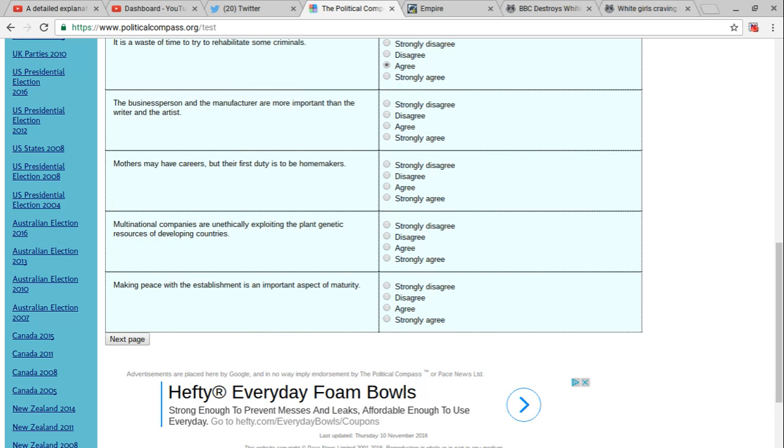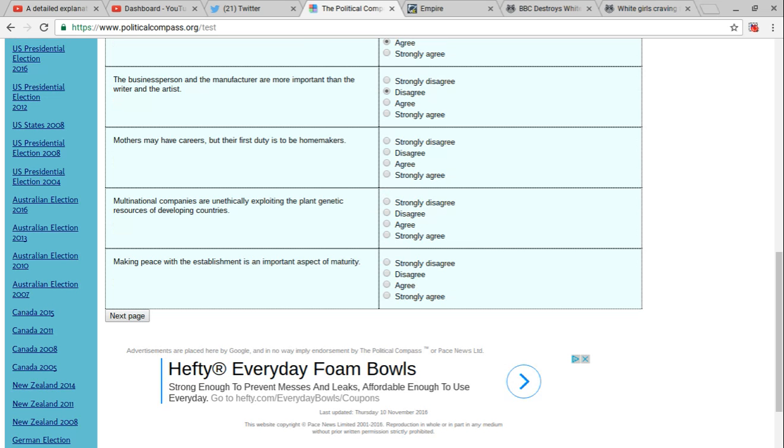The business person and the manufacturer are more important than the writer and the artist. Well, it depends on what the business person is selling, what the manufacturer is making, what the artist is making, what the writer is writing. If a writer's making a pamphlet telling me the wonders of Sharia law, and the business person is selling me a new pair of shoes, and the manufacturer is making a car, and the artist is drawing a post-colonial feminist masterpiece, I'm going to assume the business person and the manufacturer are a bit more important in my eyes. But it depends on what they're going to make. It depends on what they're going to do. I disagree.